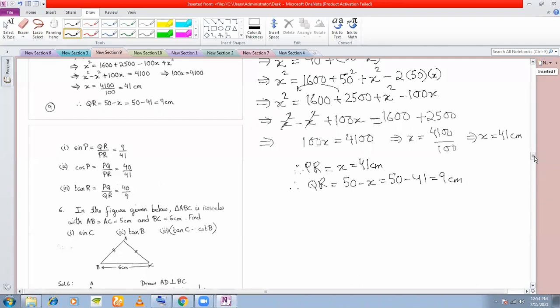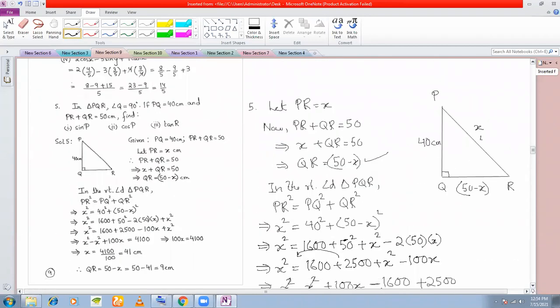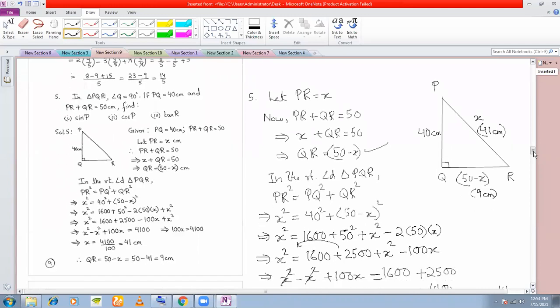So let's write down. PR is 41 centimeters. We have found this out, and this we have found out as 9 centimeters. Right? Now it will be easier for us to find out what is asked.